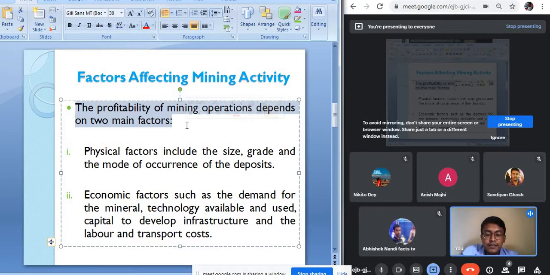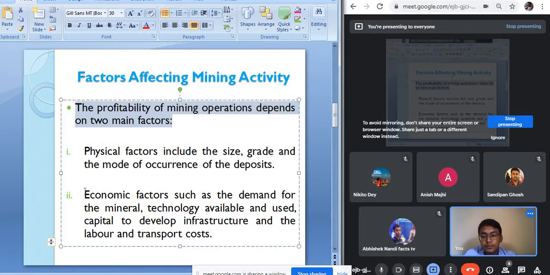That is the physical factors, which include the size, the grade and the mode of occurrence of the deposits. That means the size of the minerals, the grade, that is the quality, and the mode of occurrence of the minerals. If the minerals are available very deep in the interior of the earth, then the cost of mining will be higher. But if it is available very near to the surface, then the cost of mining will be very less. If minerals are of better quality, it will be profitable to extract them. But if the minerals are not of better quality, then it will not be profitable to extract those minerals.